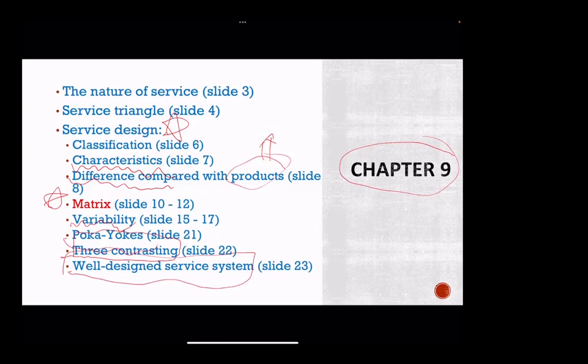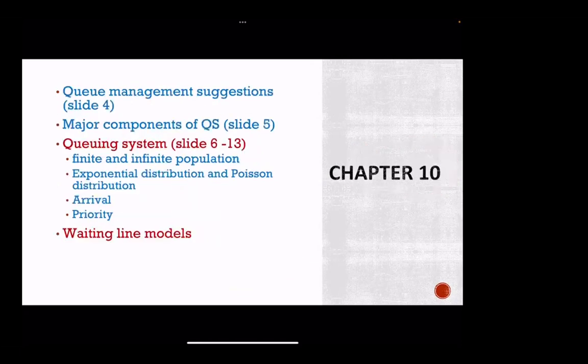So let's move to chapter 10. For chapter 10, I will have three calculation problems, and all of them come from the waiting line models. I will introduce that last. The first thing you need to review is the queue management suggestions, which is on slide 4, and the major components of the queuing system, which is on slide 5. And the most important thing is the queue system.